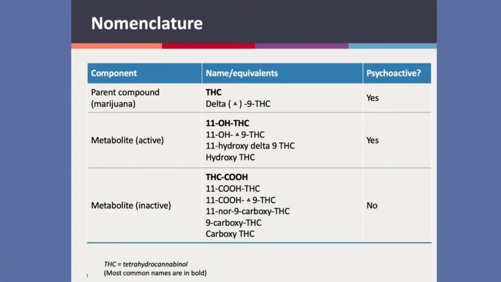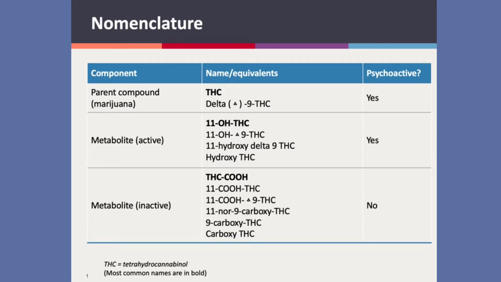So one of the challenges with reading these reports is understanding that there's many terms that mean the same thing. So as you'll see on this slide, and feel free to contact me if you would like a copy of this slide, when we are looking at reports, we're seeing one or more terminologies. One for the parent compound marijuana, which is tetrahydrocannabinol, and it is also known as delta 9 THC, which is the same thing.